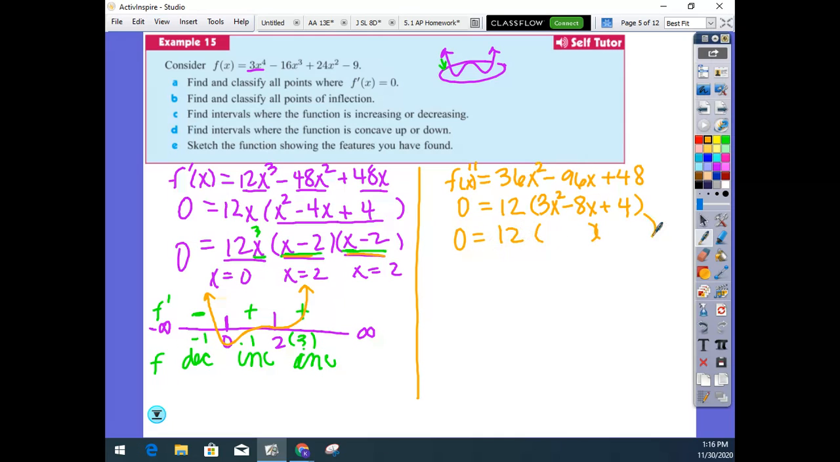I have to factor my quadratic. The only way to get 3x squared, 3x and x. Now, I'm going to do my little boxes here because this 3x, whatever I put here, gets multiplied times this 3. So I need to break up my 4 into 2 and 2. Let me show you how that works. 3x times 2 is 6x. 2x times x is 2x. And when I subtract them both, that's where negative 8 comes from.